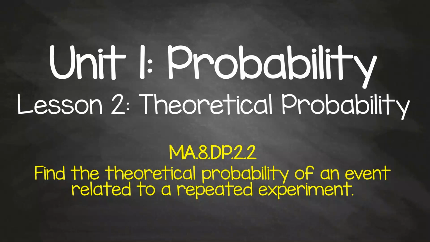All right, in this video, we are going to continue learning about Unit 1. This is Lesson 2, Theoretical Probability, which is the Florida BEST Benchmark DP.2.2, which is find the theoretical probability of an event related to a repeated experiment.